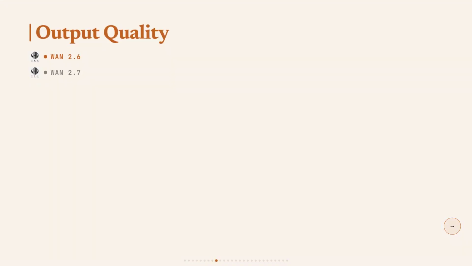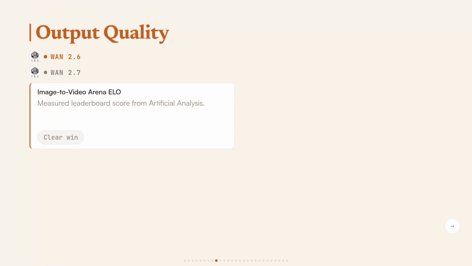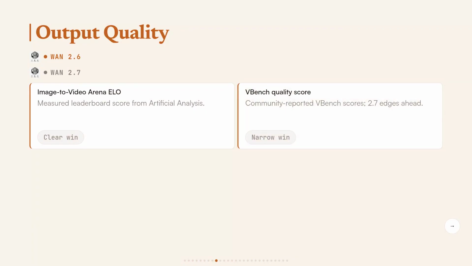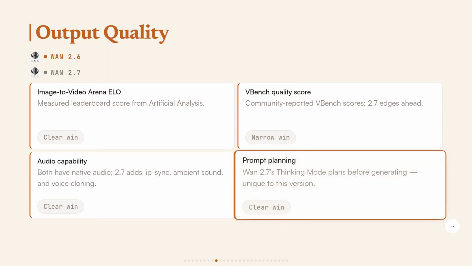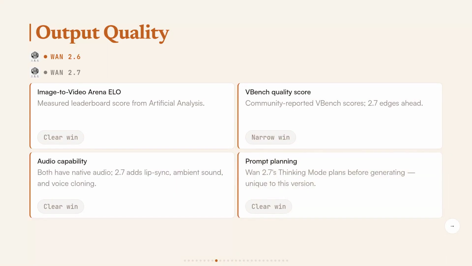Pull up the Artificial Analysis leaderboard and WAN 2.7 scores 1094 ELO on image-to-video, a 189-point gap over WAN 2.6's 895, and VBench backs it up at 85.1 versus 84.2. On top of that, WAN 2.7 adds lip sync, ambient sound, and voice cloning to its native audio, and its thinking mode plans the generation before it starts, which means better instruction follow-through on complex prompts.